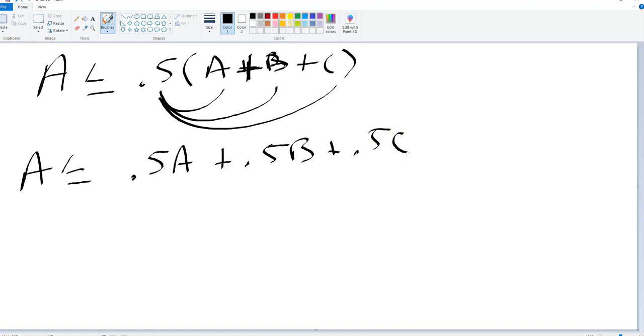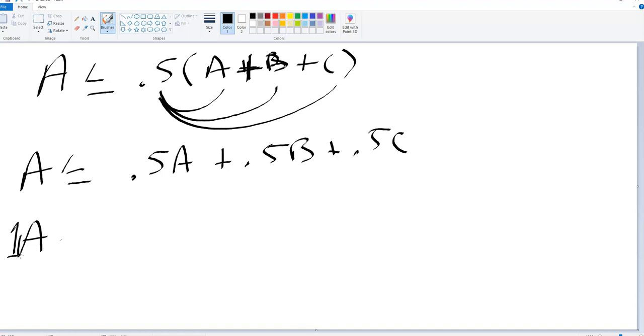0.5C. Now remember, in order to use this as a constraint, you have to move all the variables to one side of the inequality. So I'm going to subtract all of these from the left side. Since these are all positive coefficients, I'm just going to subtract them. So you get A, remember this is 1A.